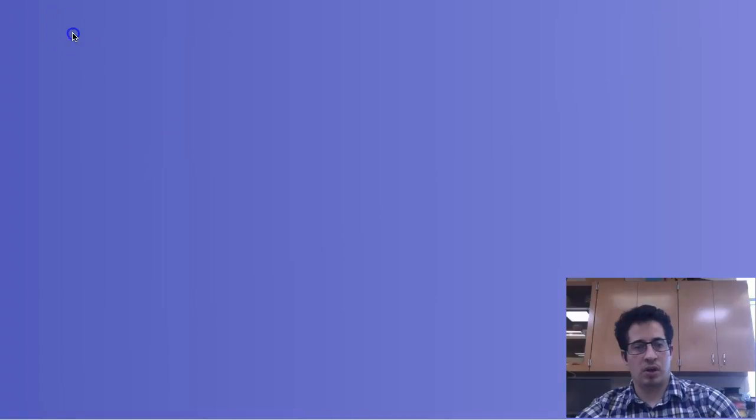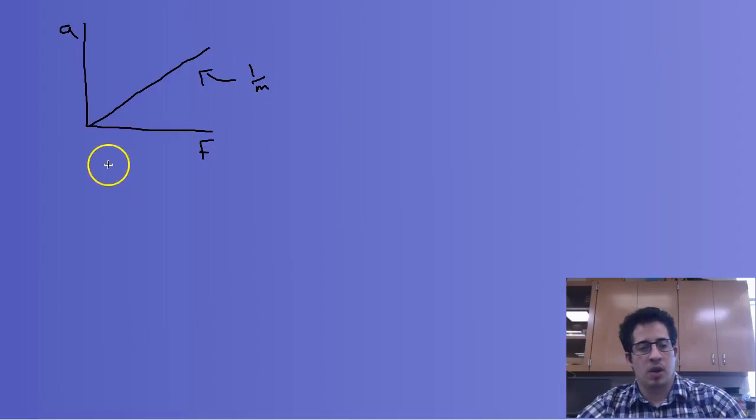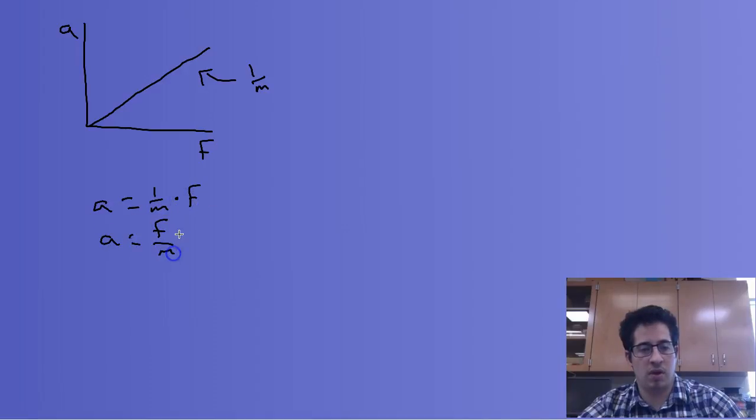Okay, so as you're working on your lab, hopefully you noticed that if you were to graph the force versus acceleration, you got something linear, and that when you found the slope, you found that it was equal to 1 over the system mass. Okay, and so if we write an equation for this, we're going to say that a is equal to 1 over m for our slope times F, or a equals F over m.